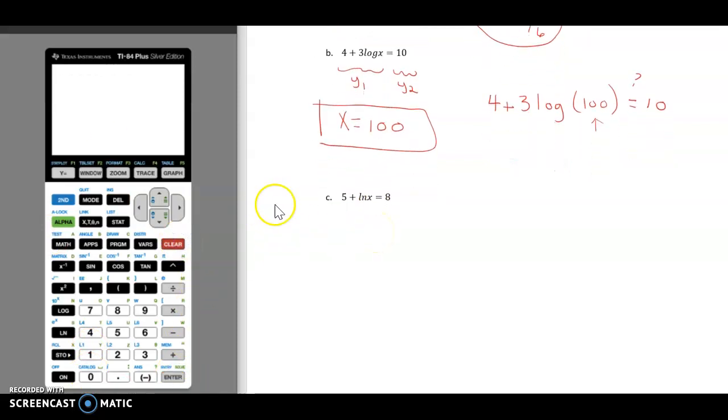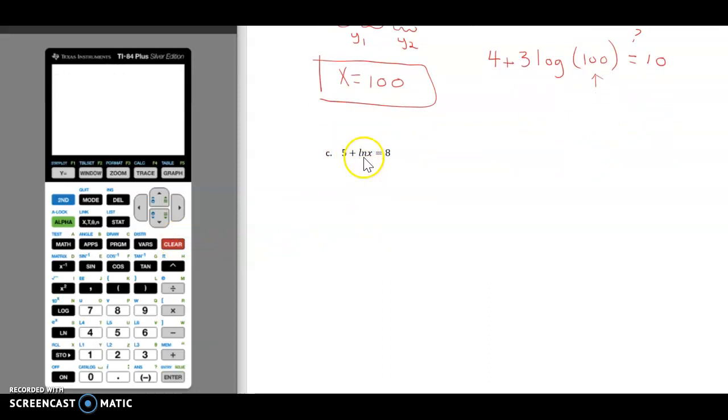That is a solution. And so the last one we have here is 5 plus natural log of x equals 10. So remember, when it's a natural logarithm, the base here is actually e, which is a number. And so here, your calculator has a natural log button. And so we're going to go ahead and use the intersection method. So that's going to be 5 plus the natural log of x. So that is going to be a graph of a logarithm. And then we're going to see where those graphs intersect. So here we're going to put 8. So I'm going to go ahead and graph it.